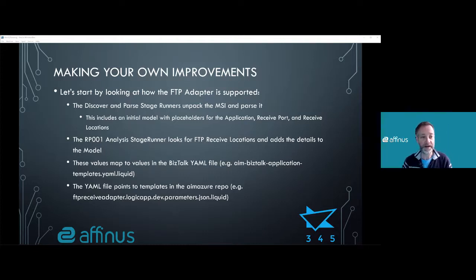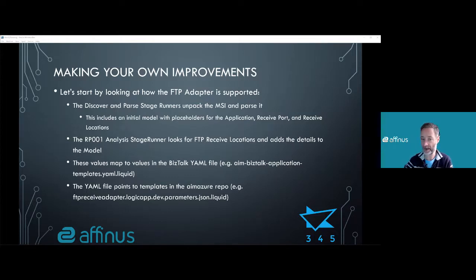But let's start here. At this point, we've supplied an MSI, and there is an FTP receive location in there. So the discover and parse stage runners have unpacked the MSI and parsed it. As part of that, they've built an initial model. In that initial model will be placeholders for the application, the receive ports, and the receive locations. They won't have any details yet because we haven't parsed that. Then there's an analysis stage runner called RP001, which is looking for FTP receive locations. When it finds them, it reads through the binding file and adds the details to the model. Those values in the model are then used with a YAML file. I'm going to show all this, but there's a YAML file that is generated, and it's also a liquid file. Andrew talked about this. The liquid is used to populate that YAML file with the values from the model, and we'll show that. Then we end up with a YAML file, and that YAML file points at the actual template we're going to use. So it's like a three-step process.